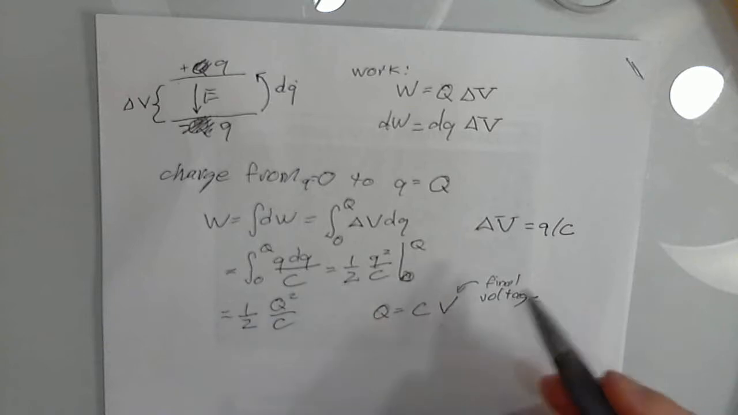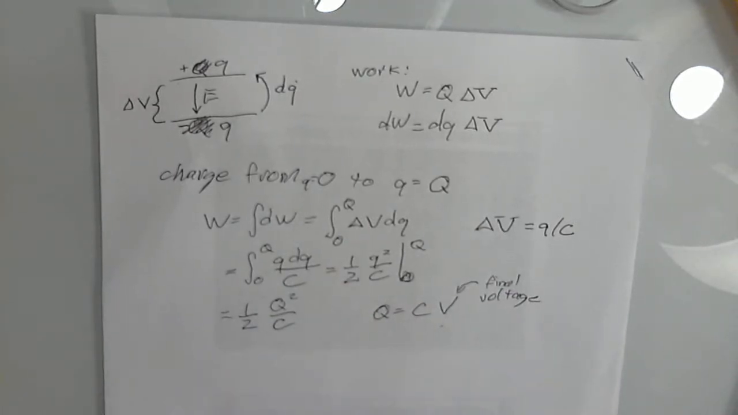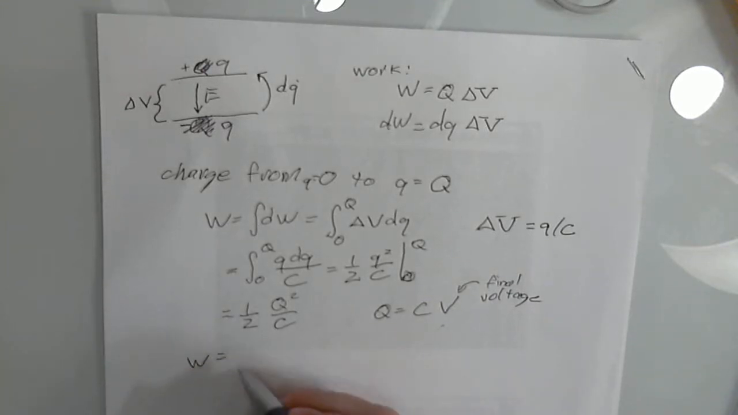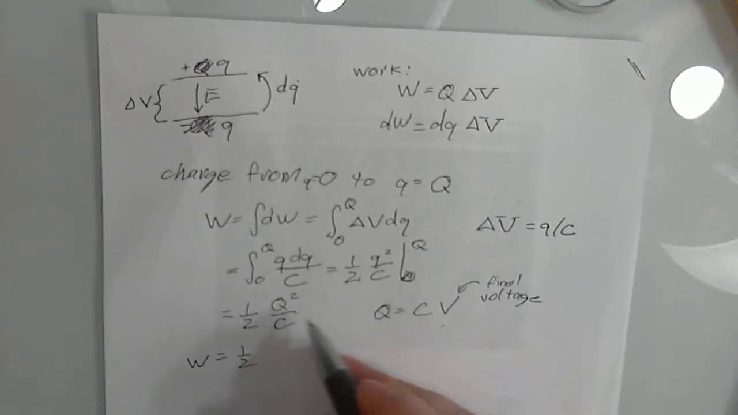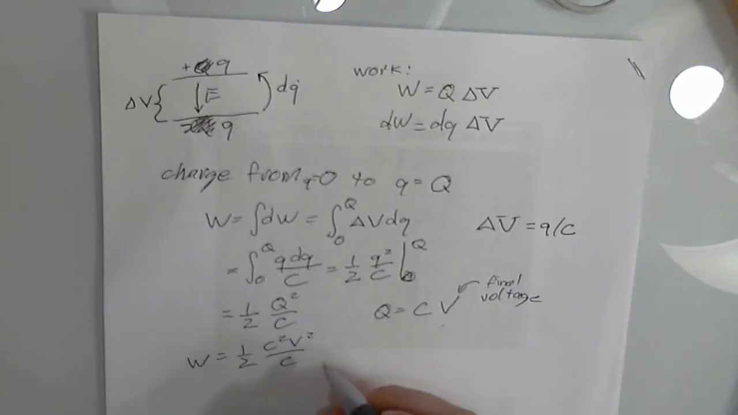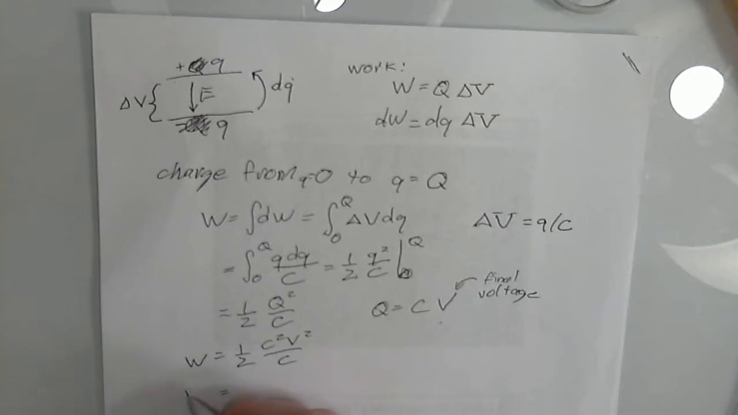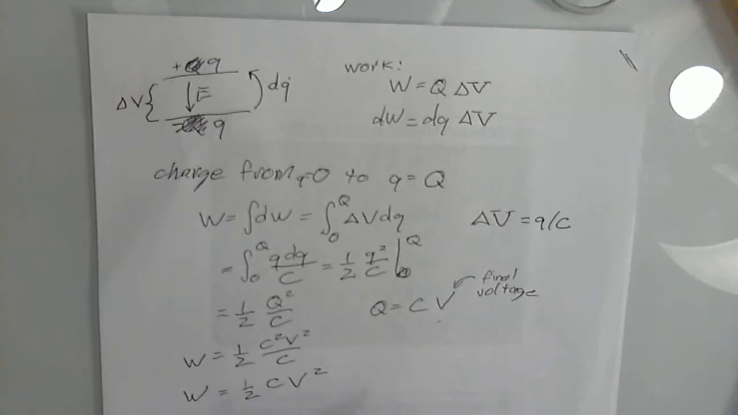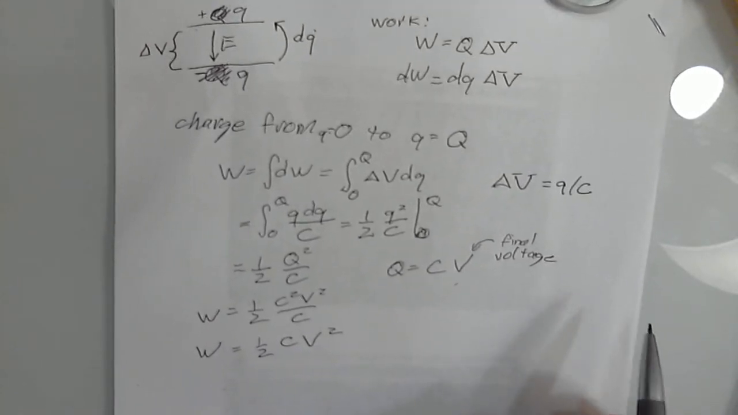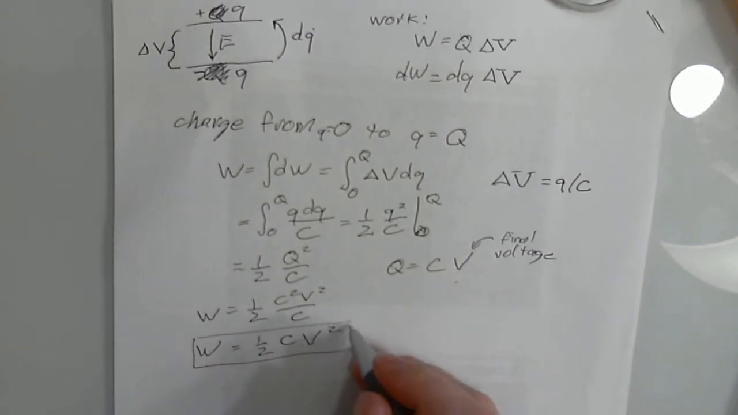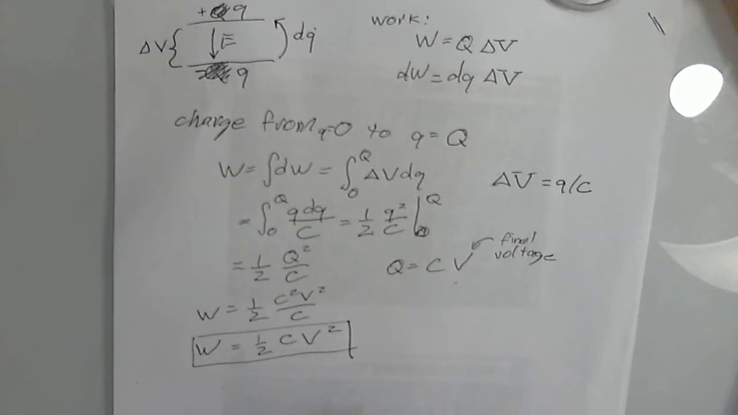I'm having slightly shifting definitions of what delta V is as I go along, but that's okay. Anyway, we end up with the work done to charge the capacitor is equal to 1/2 this quantity squared, CV squared. All right, so that's the amount of work required to charge a capacitor. It's also the capacitor's electric potential energy, when you put voltage in it.